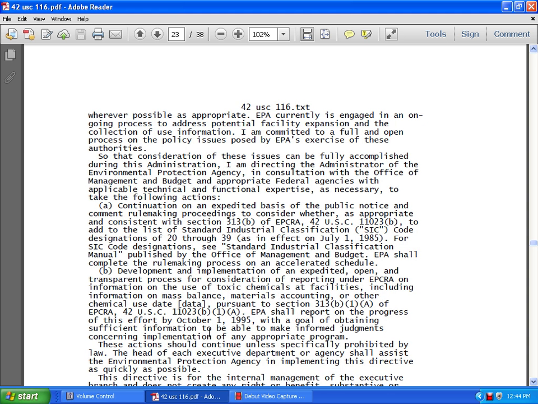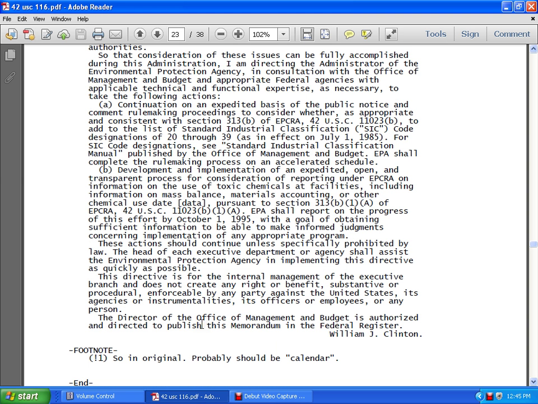These actions should be continued unless specifically prohibited, and the heads of executive departments and agencies shall assist the Environmental Protection Agency in implementing this directive as quickly as possible. This directive is for the internal management of the executive branch and does not create any right or benefit, substantive or procedural, enforceable against the United States, its agencies, instrumentalities, officers, employees, or any other person. The Director of the Office of Management and Budget is authorized and directed to publish this memorandum in the Federal Register. William J. Clinton.